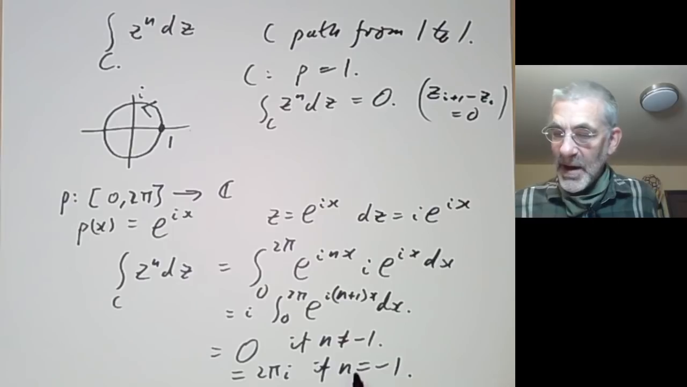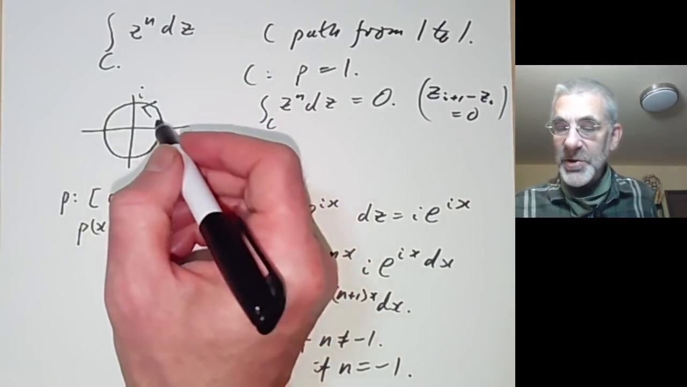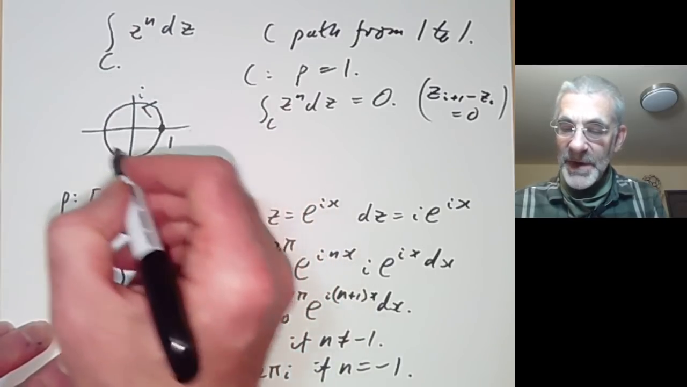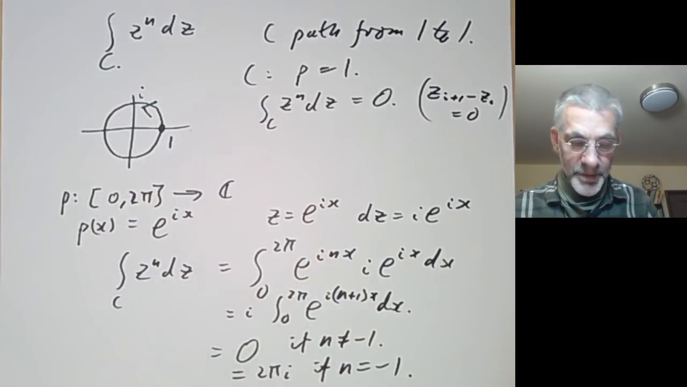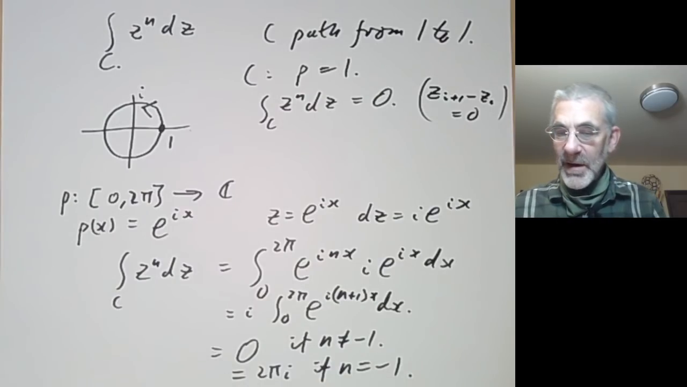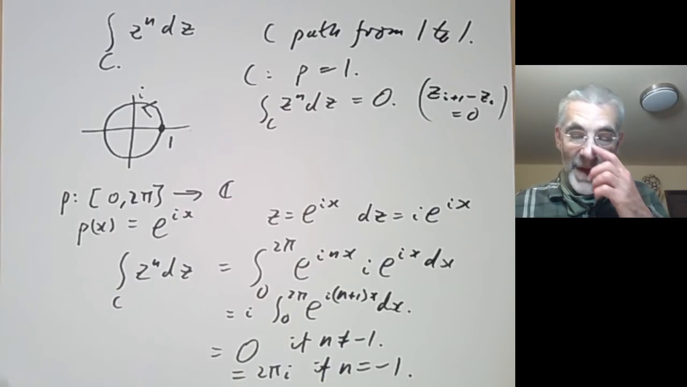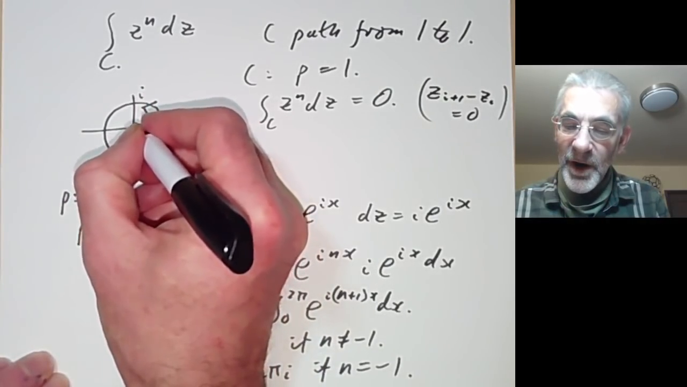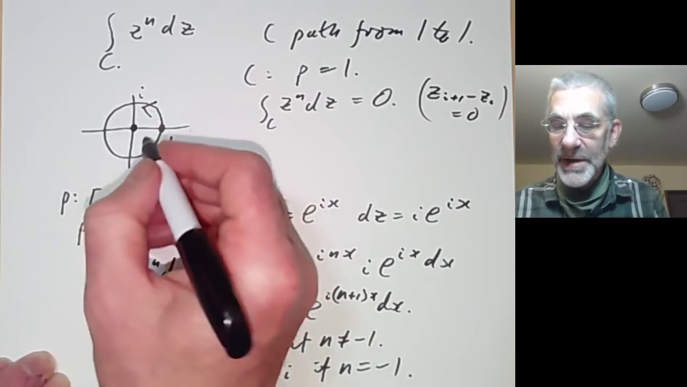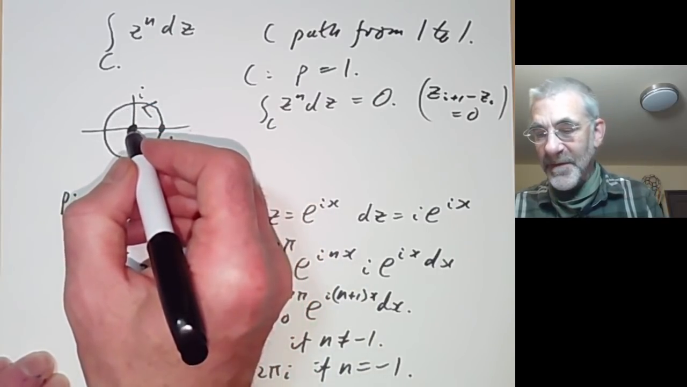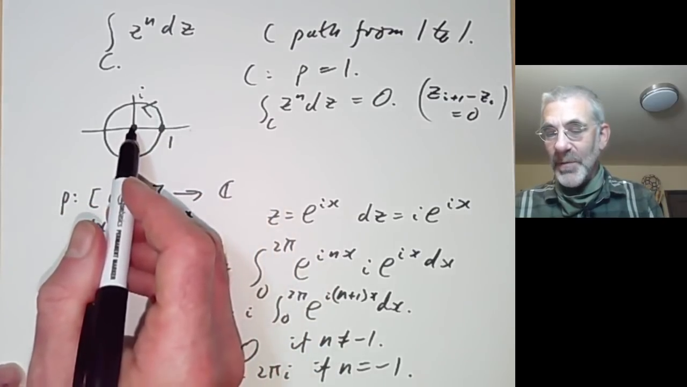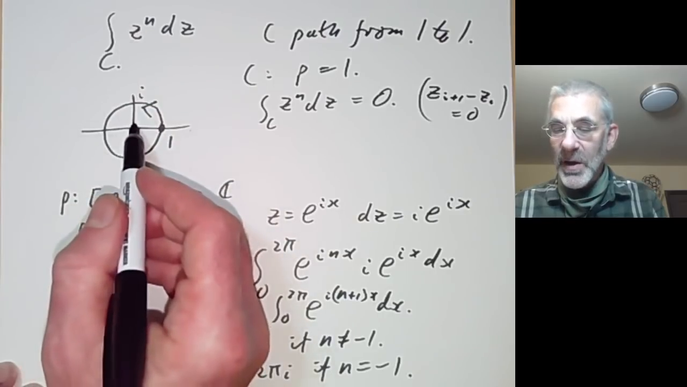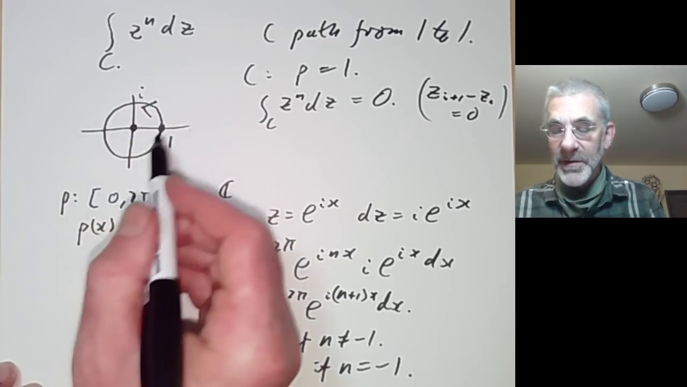So in particular, when n is equal to minus 1, we found two different paths from 1 to 1, such that the integral along these two paths is different. If you remember the lecture on harmonic functions, things went wrong for harmonic functions when we went round a point where the function wasn't defined, and you were probably correctly suspecting that we've got the same problem here, because z to the minus 1 is not actually defined at this point inside the contour.